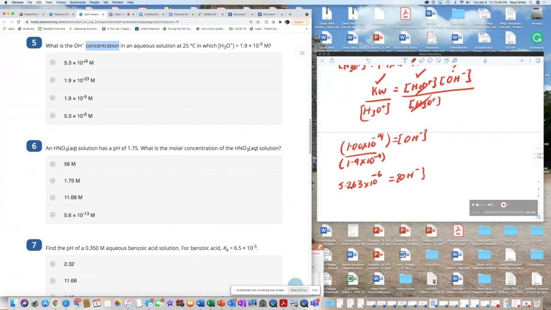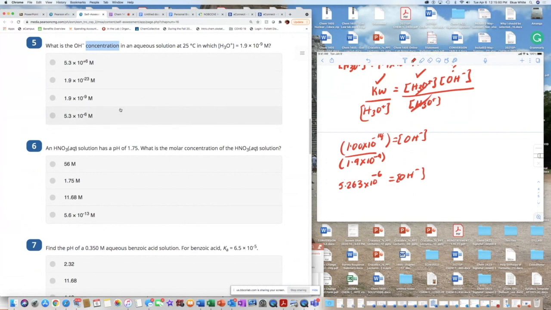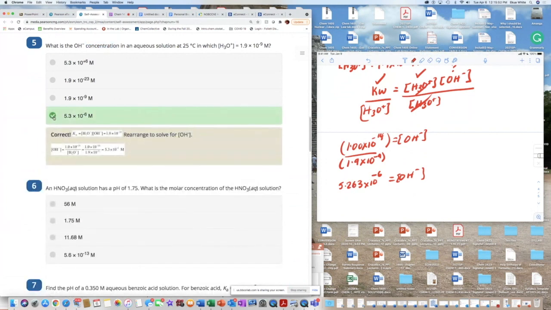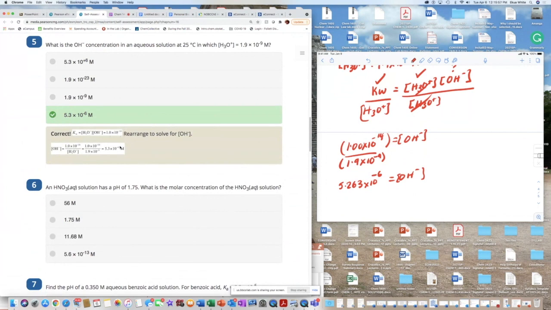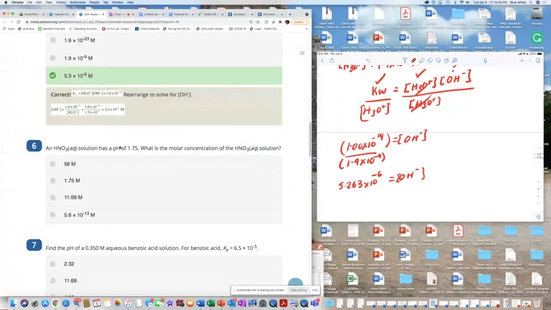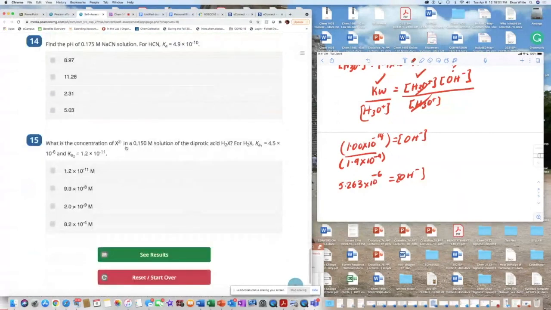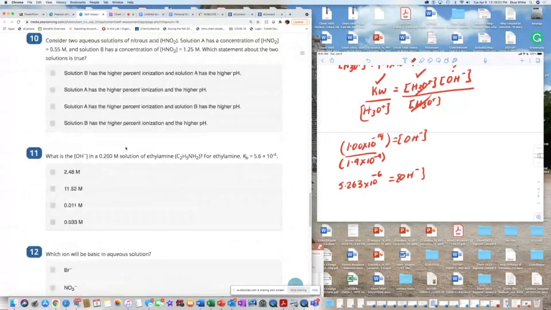Okay. My answer matches this the most, right? So let me check. I hope it's right. Oh, look at that there. So yeah, they use the same formula once again. Let me see. How many more questions do I have? Okay.